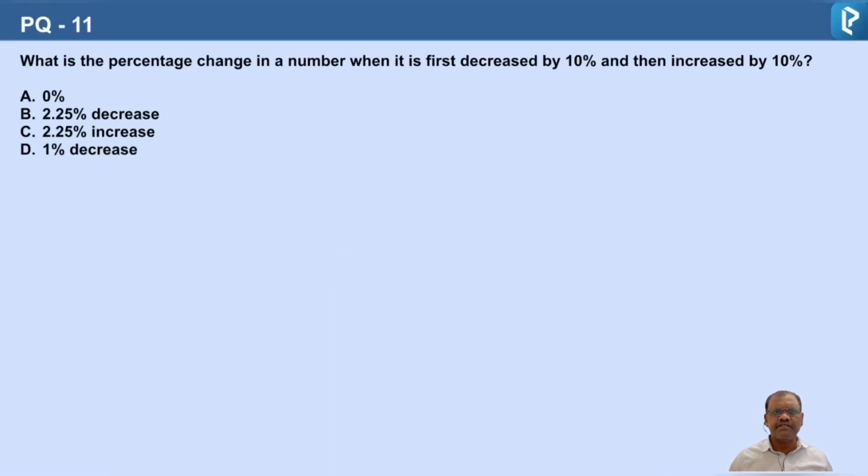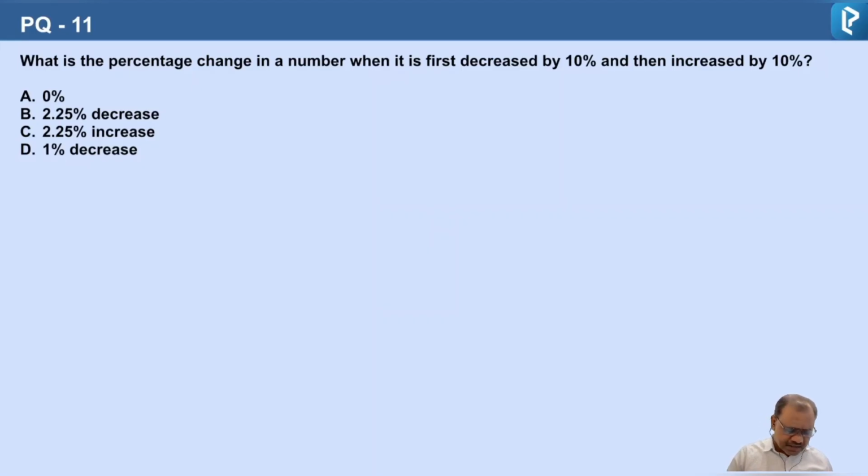Question number 11. What is the percentage change in a number when it is first decreased by 10% and then increased by 10%? The options are given as A) 0%, B) 2.25% decrease, C) 2.25% increase, and option D) 1% decrease.